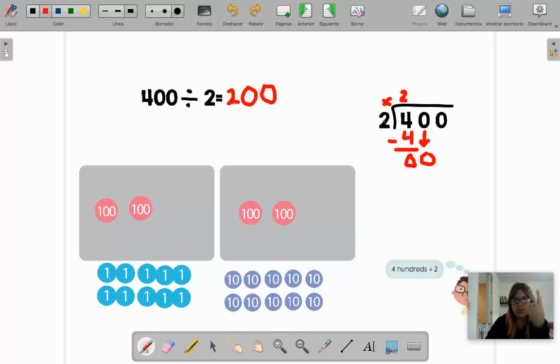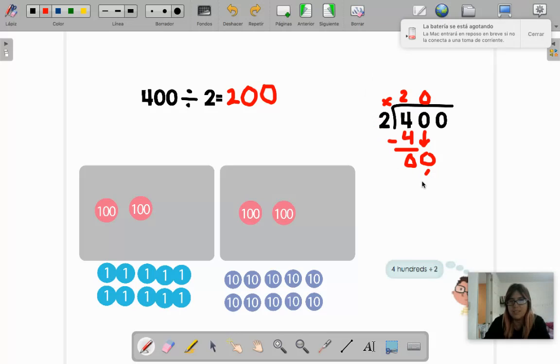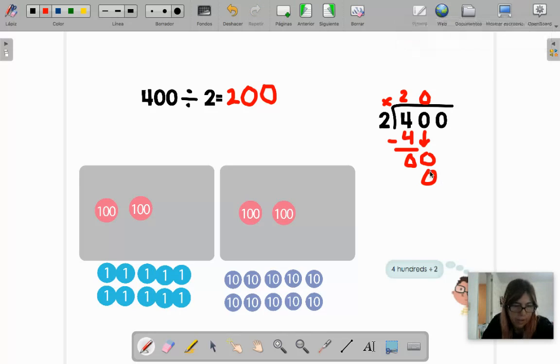So can I put a 2 inside a 0? Or is there something that I can multiply? Well, it's 0. You know that anything you multiply times 0 is 0. So 0 times 2 is 0. And we put it here, okay? Let's put it 0. Oh, my battery. Let me connect my computer. There it is. And we repeat the process.